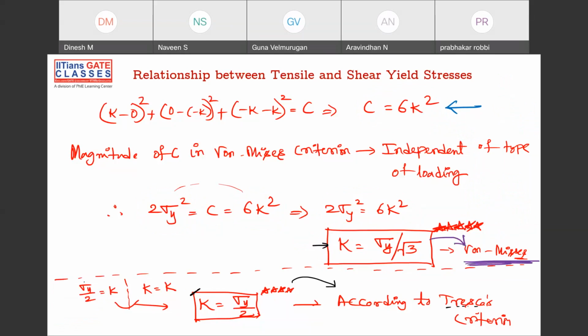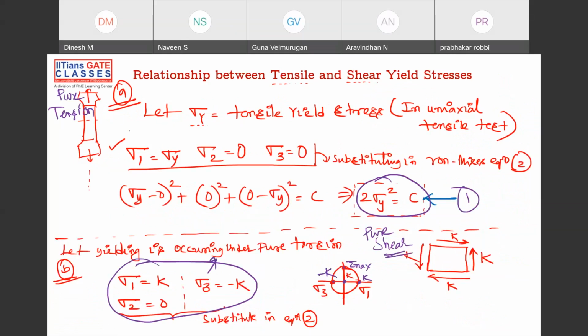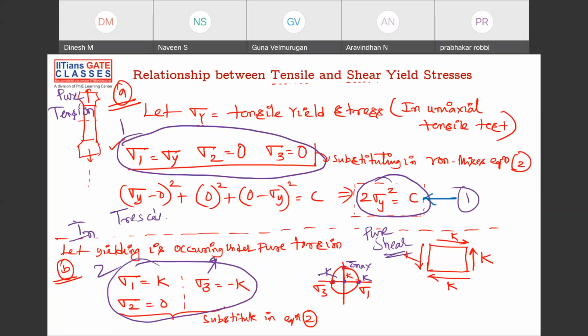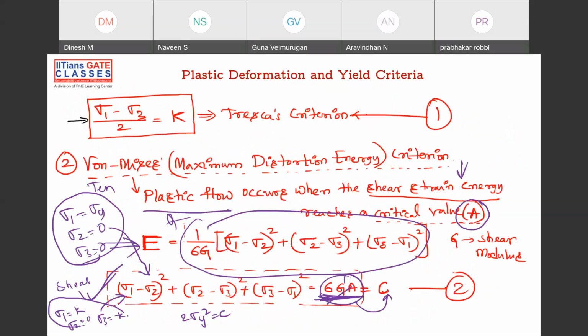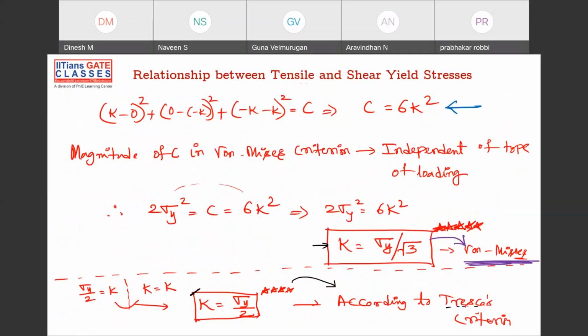And again, if you do the same thing, if you're substituting these two, let's say this is 1 and 2, in Tresca's criteria, what was Tresca's criteria? Tresca's criteria was this. So how can you substitute? This is sigma 1 is y minus 0 by 2 is equal to k. So k is equal to sigma y by 2. So if you are substituting everything in Tresca's criteria, you will get k is equal to sigma y by 2. In the sense, yield stress in shear is equal to yield stress in tension divided by 2.